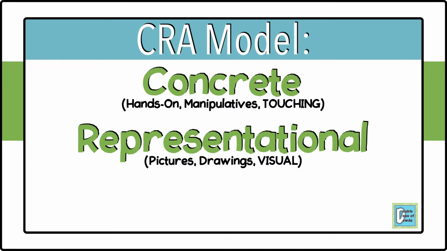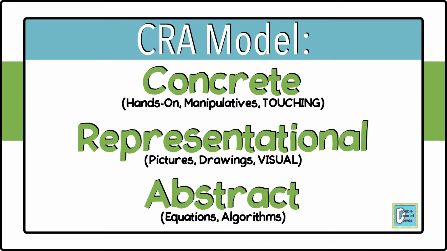R is the representational model. So at this point, students need to be drawing pictures or seeing pictures and representations. They need drawings, something where it is very visual for them. And lastly, we are going to talk about the abstract model. So for abstract, there's no hands-on, it's just equations and algorithms. No extra helps are included whenever we use the abstract model.